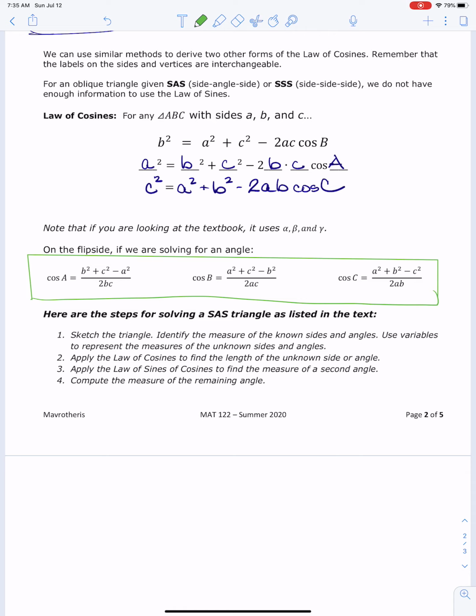Okay. It helps to sketch the triangle with these equations. Sometimes students don't feel the need to do that. That's fine. You're going to use the law of cosines to find the length of an unknown side or angle, whatever you can find first. And then you're going to use the law of sines or cosines. Fix that typo there. Law of sines or cosines to find another angle, and then we're going to use the fact that the three angles in a triangle add to 180 to find the third angle.